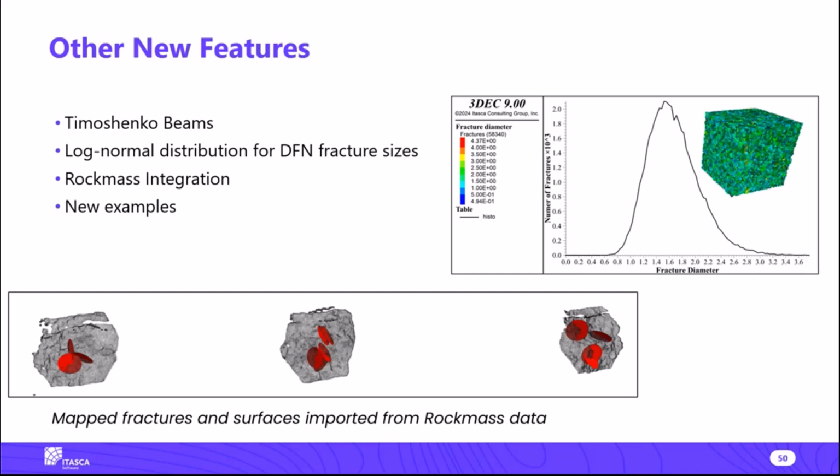Some other new features: Timoshenko beams, log normal distribution for DFN fracture sizes. A few people asking for that. Integration with RockMass. So RockMass is a company that builds hardware for scanning and measuring discontinuities and surfaces of rock, often related to mining. So we have a bit of a partnership with them so that we can read in their file formats. So if you use their tools to do some scanning and you get a bunch of discontinuities that you've measured, you can then import that into 3DEC and then create joints out of it or whatever you want. And then, as always, there are some new examples.